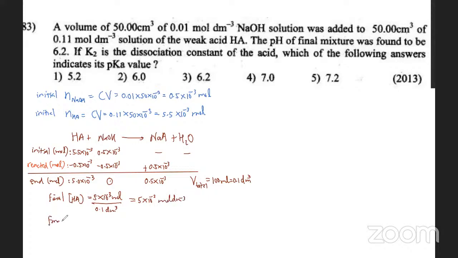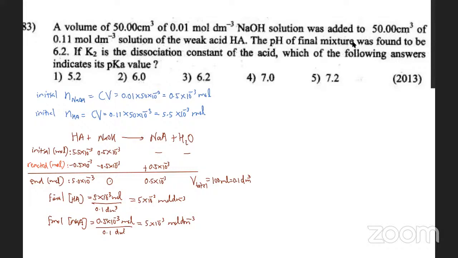And the final NaA concentration is 0.5 times 10 to the power minus 3 divided by 0.1 dm³, which is 5 times 10 to the power minus 3 mol/dm³. Luckily the volumes were equal, so things did not get too complicated. If they had put 40 milliliter of this and 60 milliliter of this, you should be very careful.